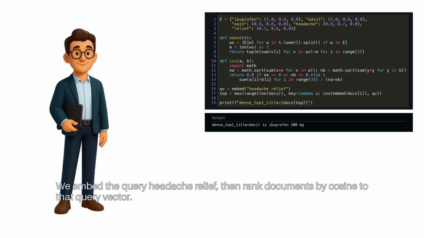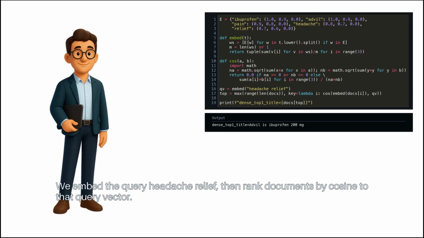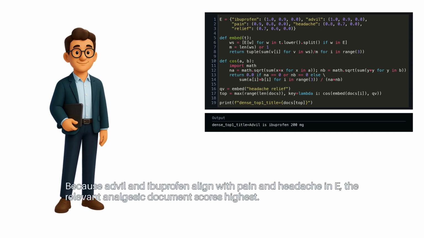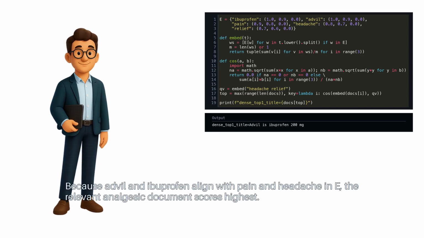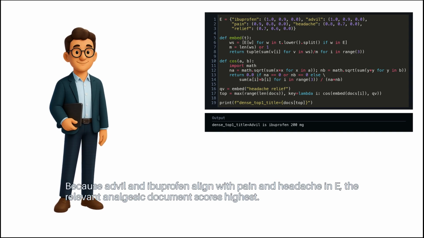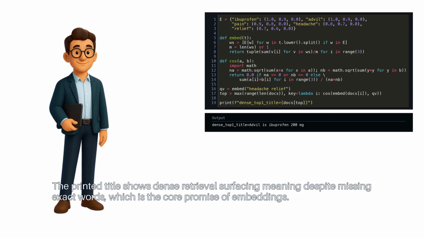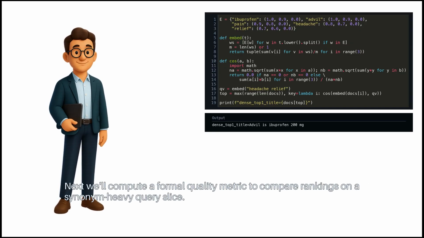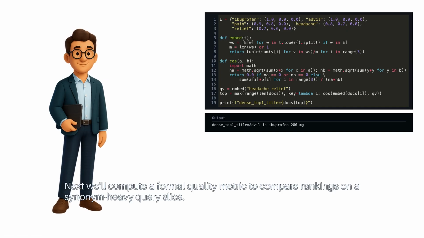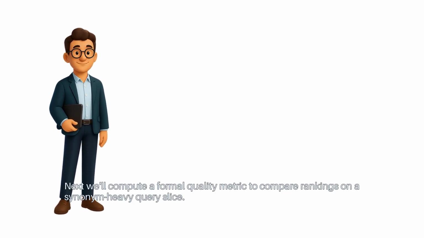We embed the query headache relief, then rank documents by cosine to that query vector. Because Advil and ibuprofen align with pain and headache in E, the relevant analgesic document scores highest. The printed title shows dense retrieval surfacing meaning despite missing exact words, which is the core promise of embeddings. Next, we'll compute a formal quality metric to compare rankings on a synonym-heavy query slice.